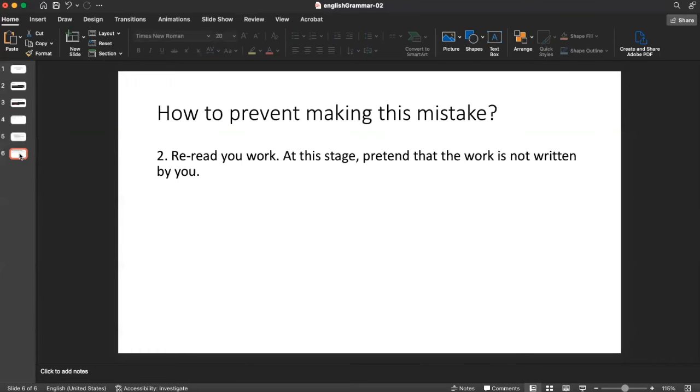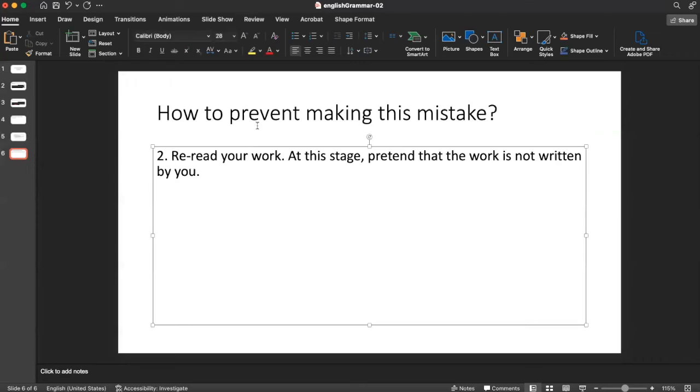Okay, and then the next small tip that I have, small but important, tried and tested tip, is that you reread your work. Okay, so at this stage, you should be pretending that the work is not written by you. Give your work a critical look after you have written the summary.